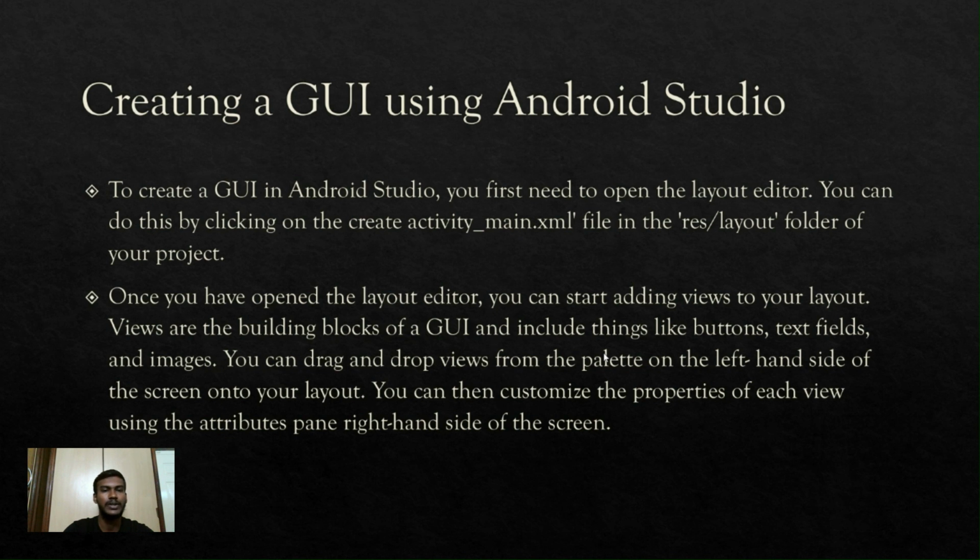Views are the building blocks of a GUI and include things like buttons, text fields, and images. You can drag and drop views from the palette on the left hand side of the screen onto your layout. You can then customize the properties of each view using the attributes pane on the right hand side of the screen.